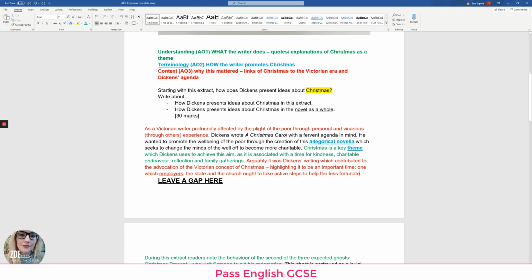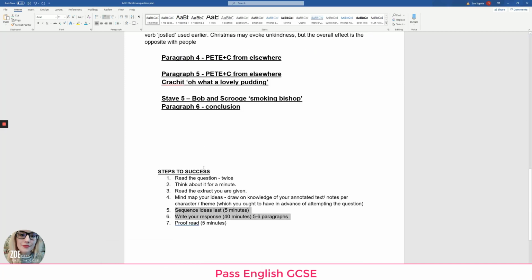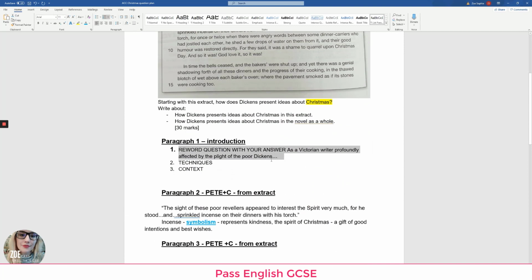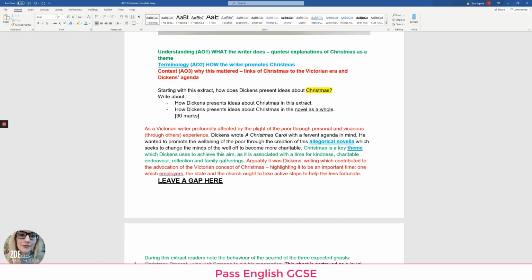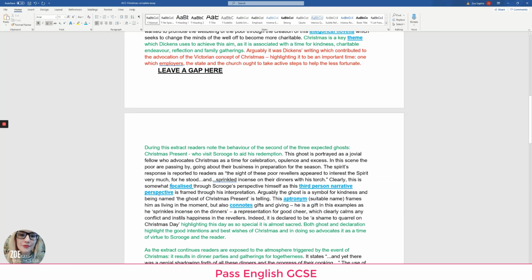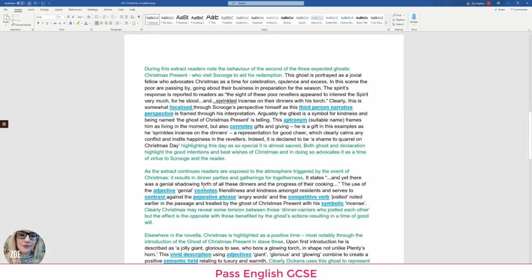So what have I done there? Like I said here, I've certainly reworded my question. Yep, the bit in green. I've done the context. I haven't done the techniques yet. You can add them, that's why I say leave a gap, because you want to work out which techniques you've used and where. I mean, look, I've got loads in this one. So I just think of the general ones. Okay, narrative perspective.